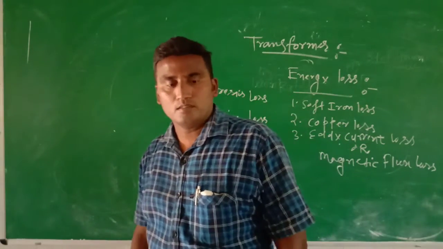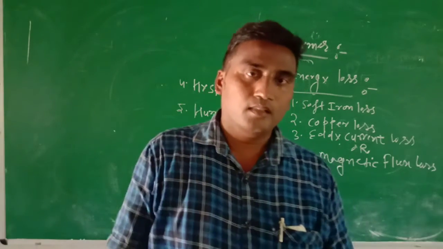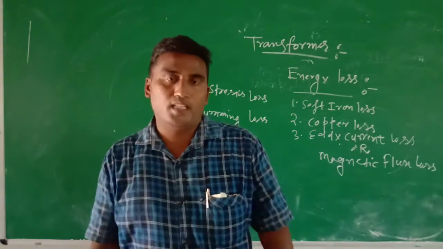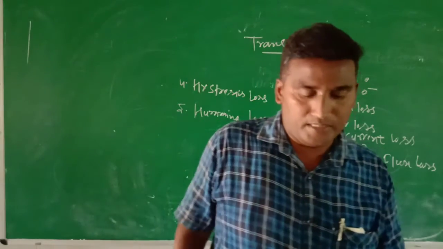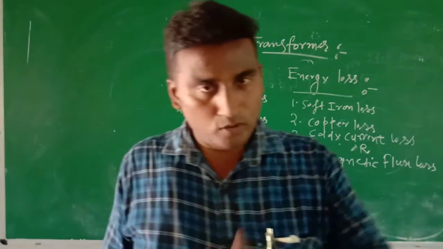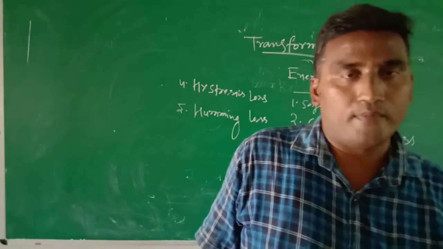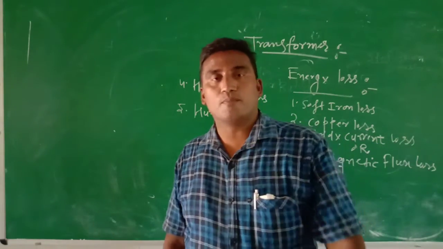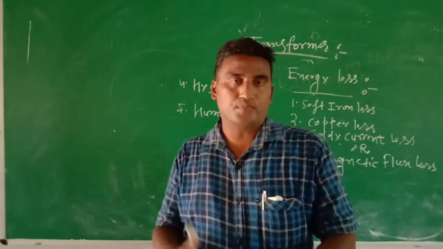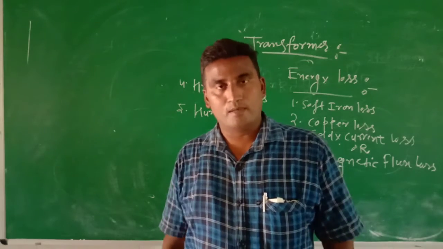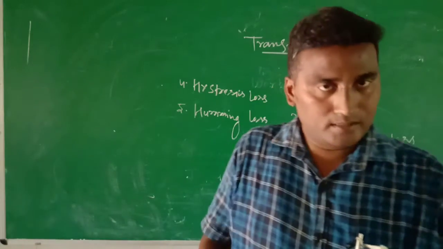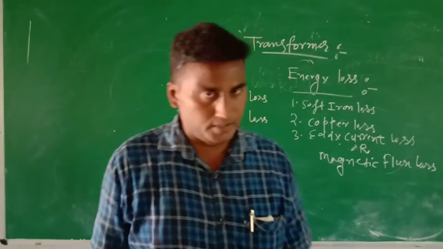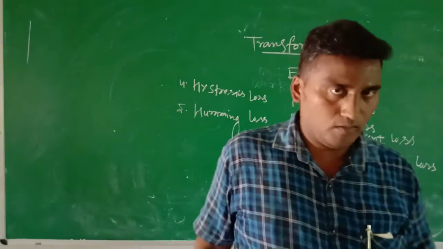Second, copper loss. We know the principle of calorimetry: when two bodies are in contact with each other, heat energy transfers from one to another until both are at equal energy. The same process functions in the transformer. When energy is transferred from soft iron to copper, it also loses some amount of energy, and it is known as copper loss.